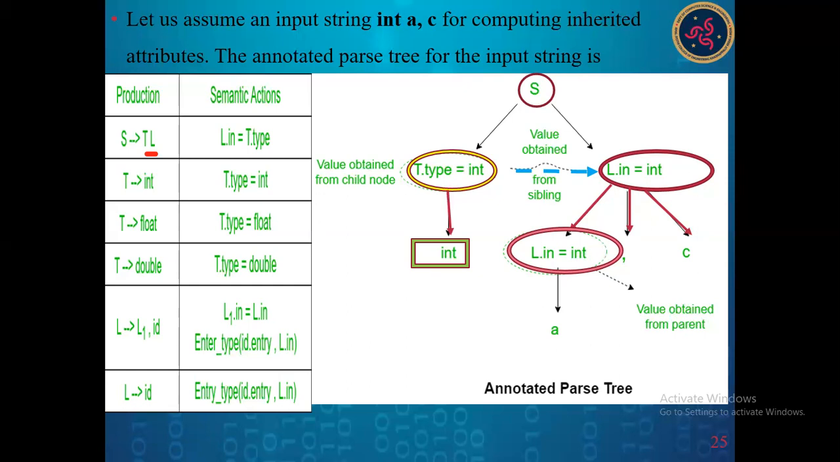An inherited attribute can take the value either from the parent node or from the siblings that appear at the left side in the production. That is about the inherited attribute.